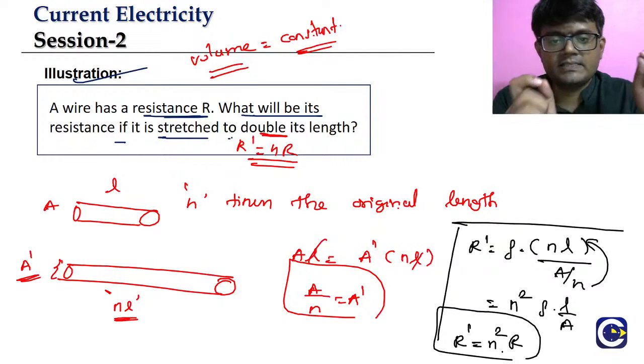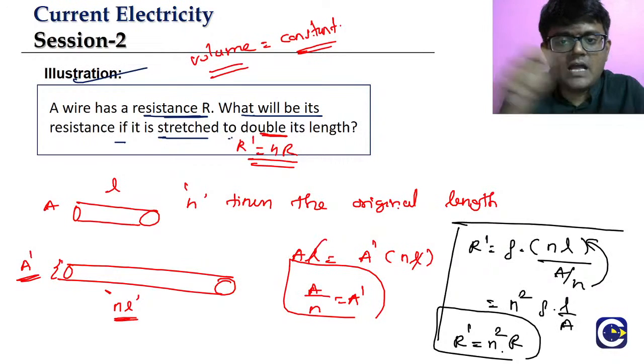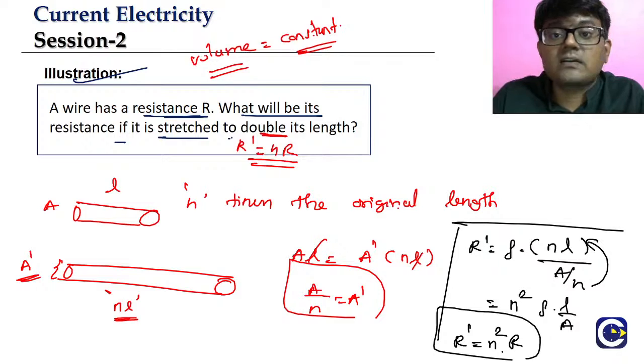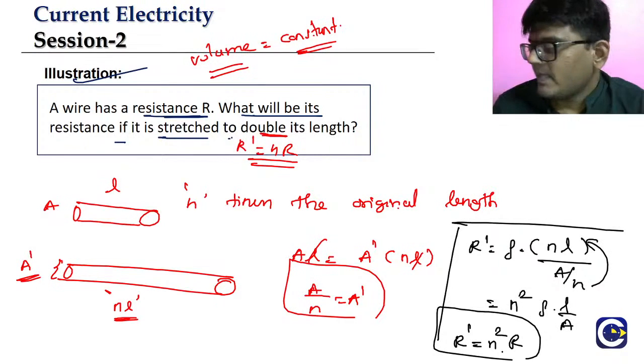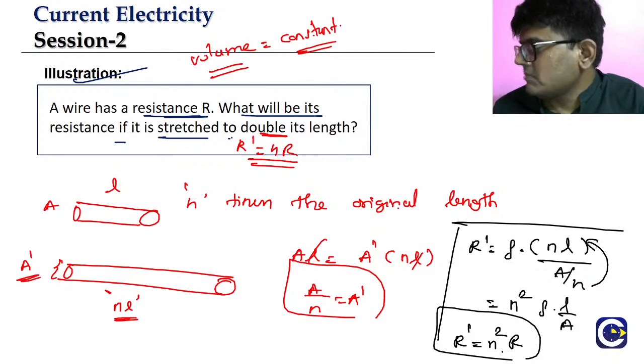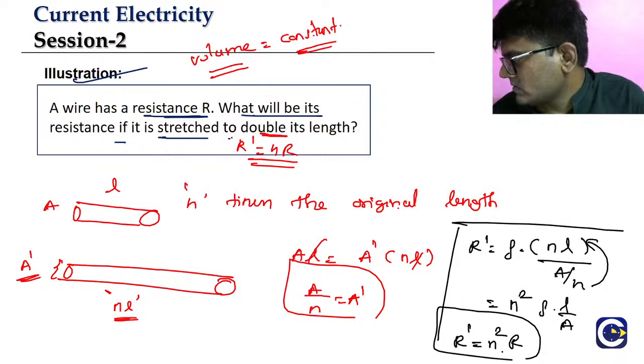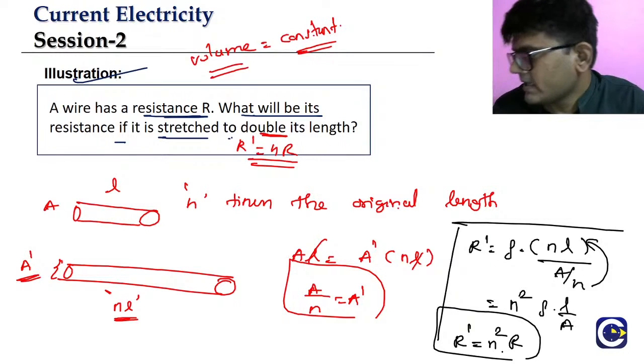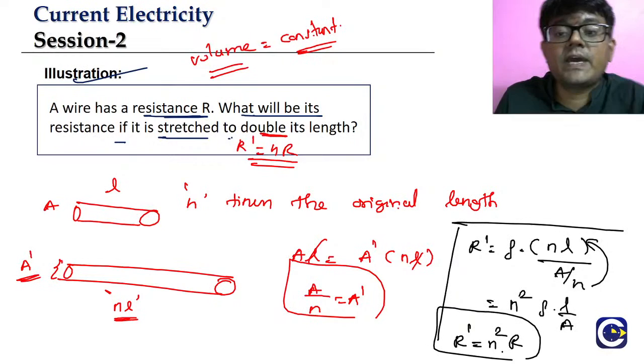So if we take a resistance wire and stretch it to n times the original length, then the final resistance will be equal to what? n square times the original resistance. Okay, so what is the final resistance value? n square times the original resistance.